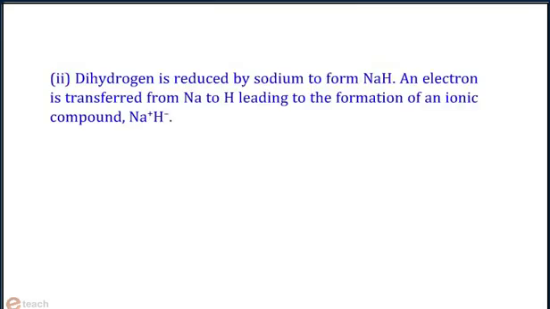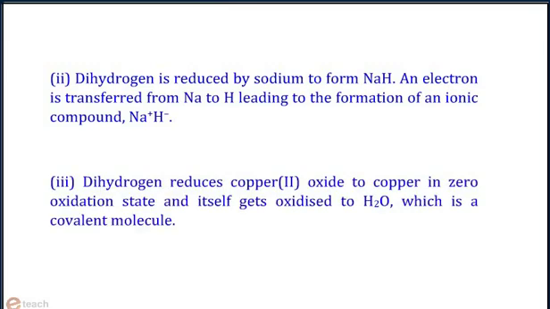Number 2. Dihydrogen is reduced by sodium to form sodium hydride. An electron is transferred from sodium to hydrogen, leading to the formation of an ionic compound Na+ H-. Number 3. Dihydrogen reduces copper oxide to copper in zero oxidation state and itself gets oxidized to H2O, which is a covalent molecule.